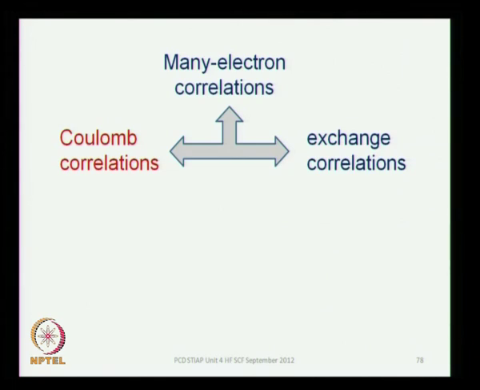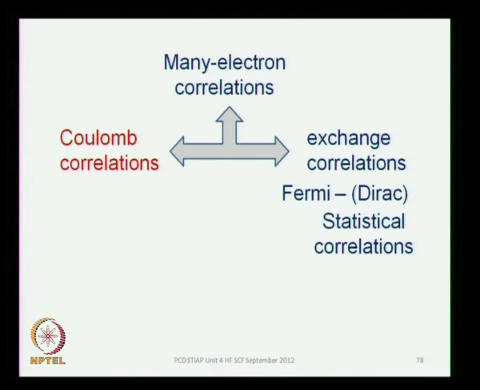So, these are the two kinds of correlations. Exchange correlations are also called Fermi correlations or Fermi-Dirac correlations. This is just a matter of terminology, and you can see why these terms are completely equivalent to each other, because it comes from Fermi-Dirac statistics. These are also called statistical correlations, because they come from the Fermi-Dirac statistics, right?